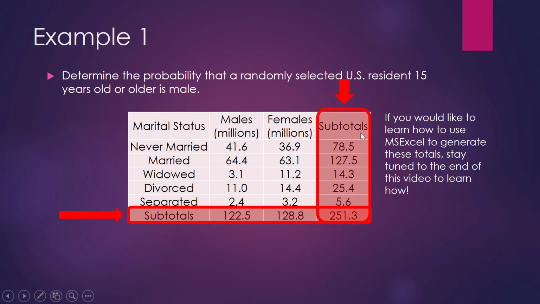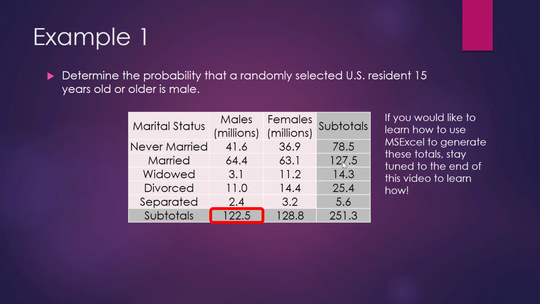Likewise, we have a new column in which we added, for example, all of the never married people together to get the total number of never married people, and then we added all the married people together to get a subtotal for the married group, and so on. So again, this is the total number of males, total number of females, total number of people who are never married, married, widowed, divorced, separated, and last but not least, the grand total. This is like all of the people or individuals who are represented in this table. That's going to be important because we're going to use that number a lot.